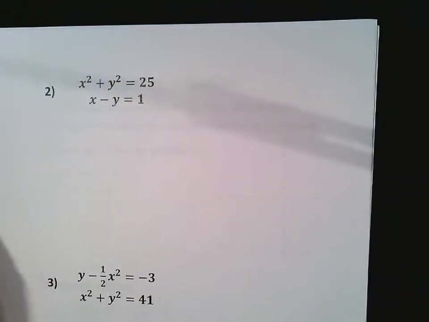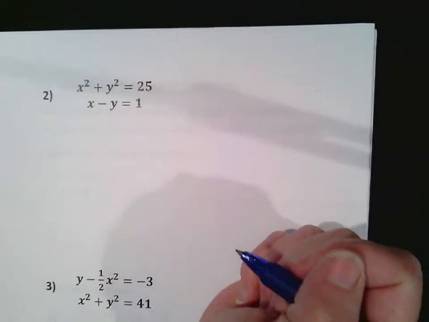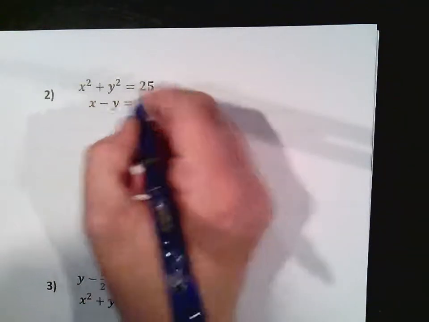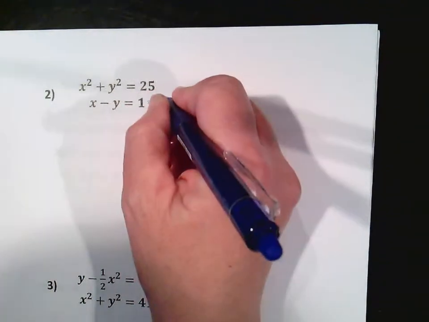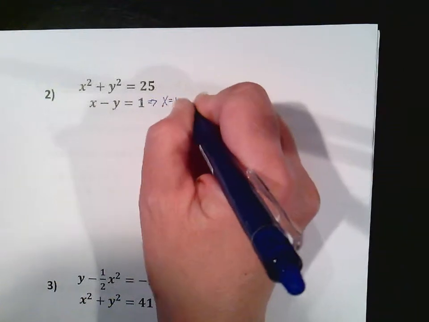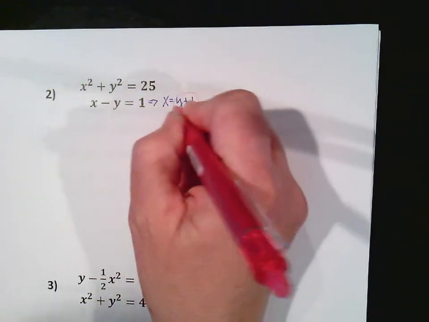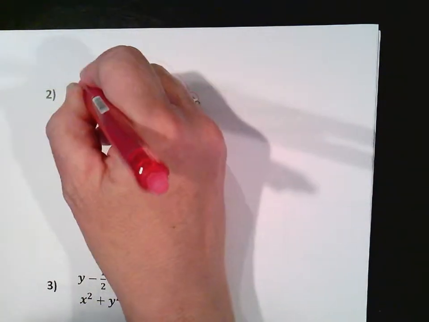Okay, so this one isn't quite as obvious what I should do. And generally speaking, I always want to try and get a variable by itself if I can. If I take this and I just add y to both sides, I have x equals y plus 1. That becomes much easier then to substitute in for x in my original equation.